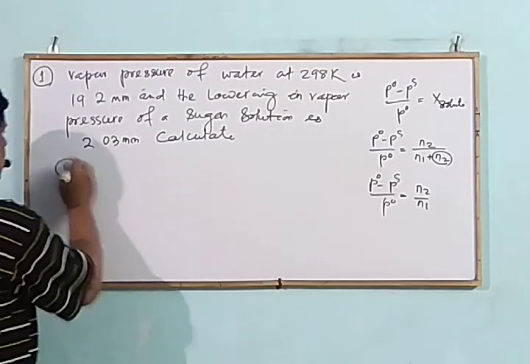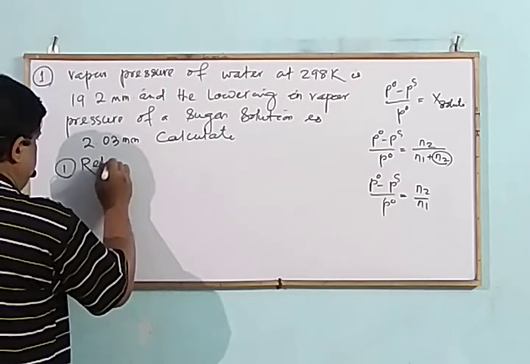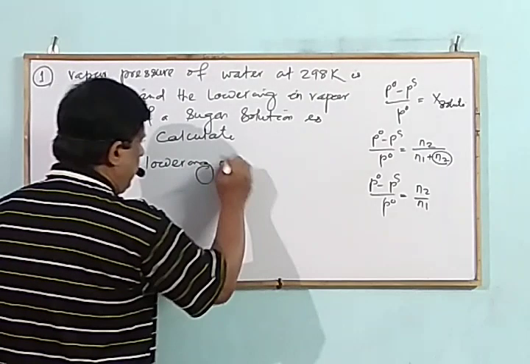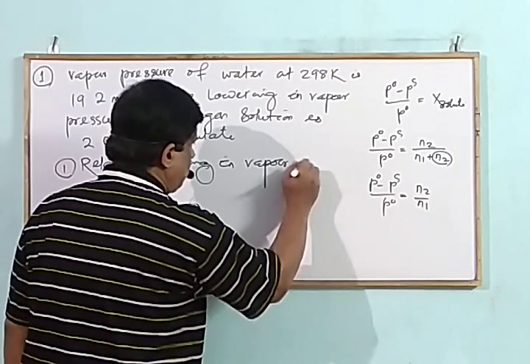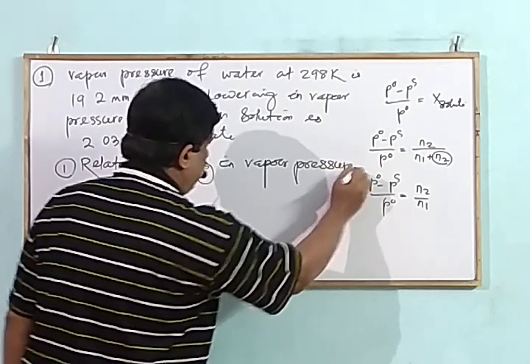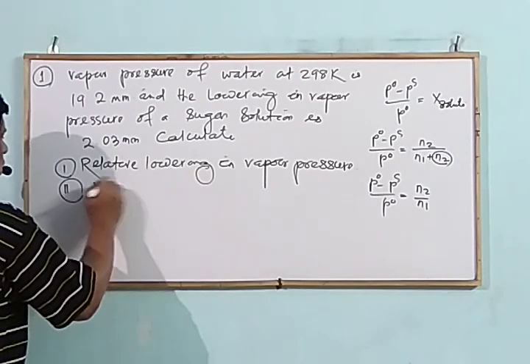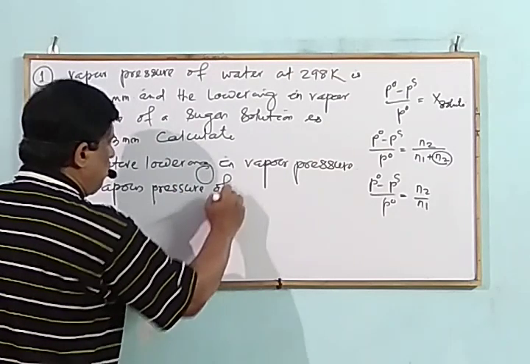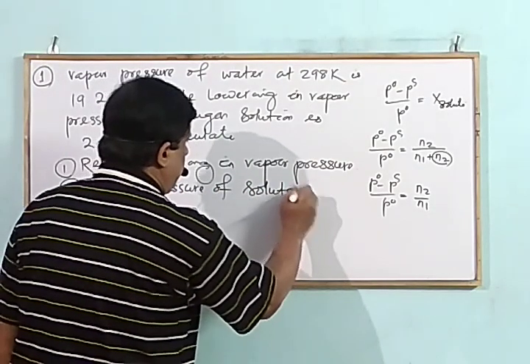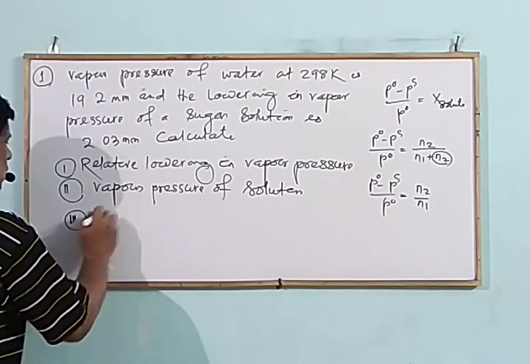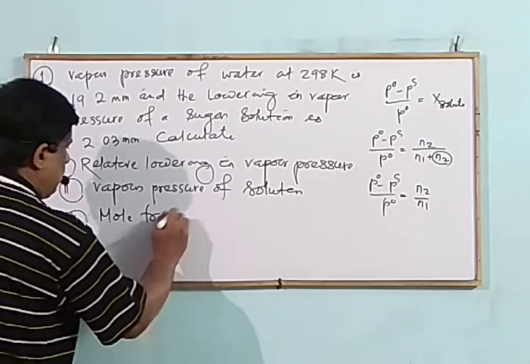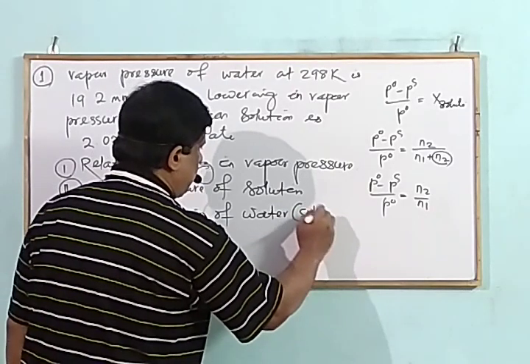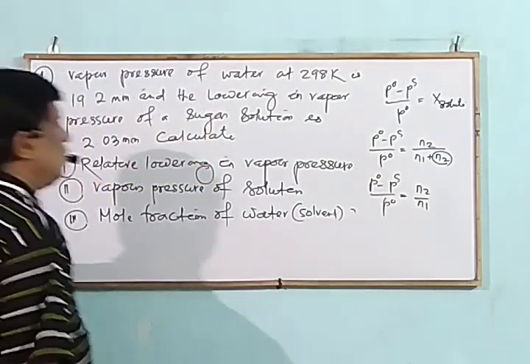Calculate: point 1, relative lowering in vapor pressure; point 2, vapor pressure of solution; point 3, mole fraction of water, which is known as the solvent. This is the question.